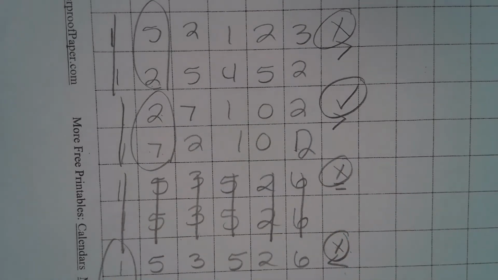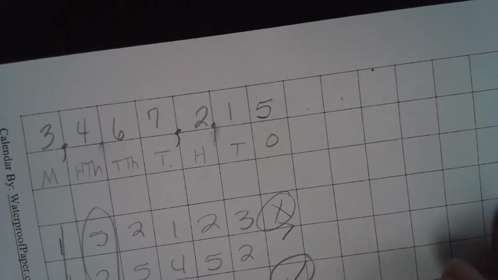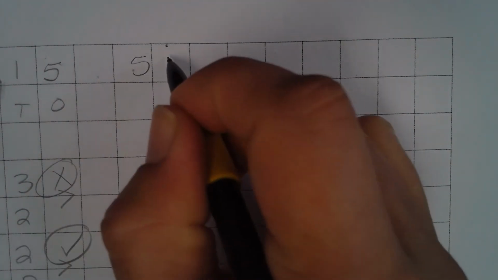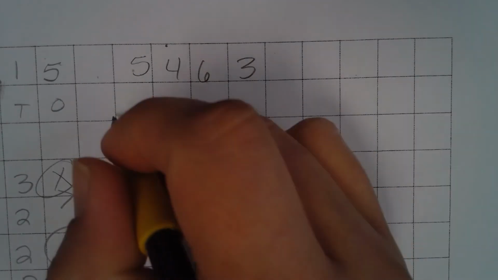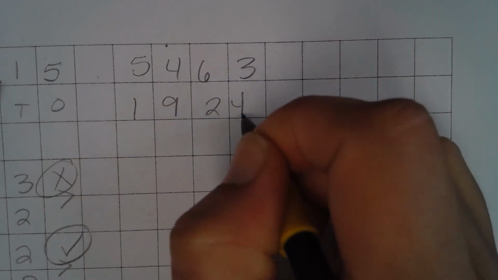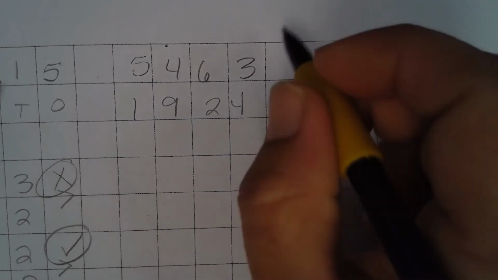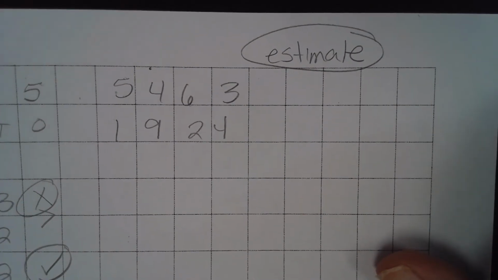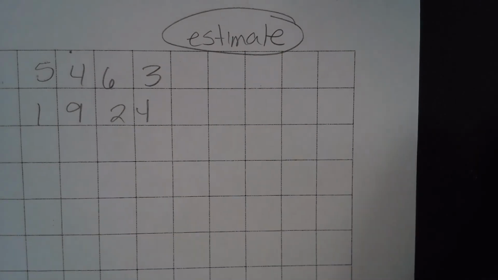For number 3, it says there are 5,463 dogwood trees in the park. Park workers will plant 1,924 more dogwood trees today. What is the best estimate for how many trees will be in the park after today? All right, so I'm going to say, okay, well, the first amount was 5,463 trees. The second amount was 1,924 trees. And since I see the words best estimate, I should be able to do a quick guess in my head to see which one of those answers is closer.